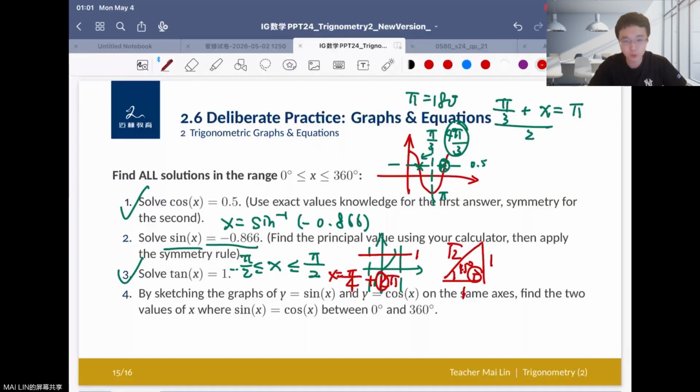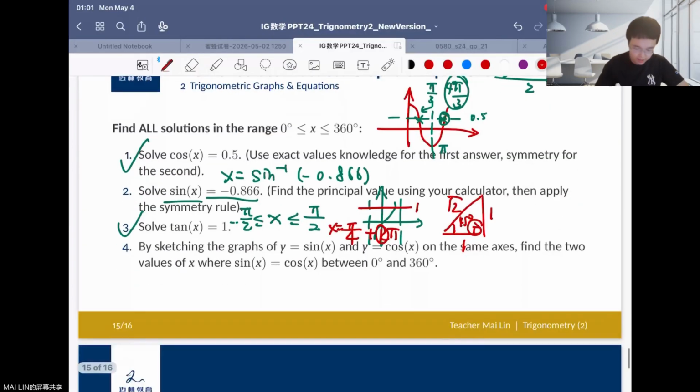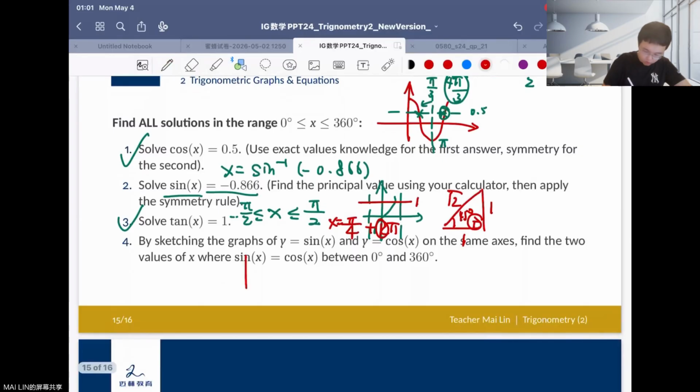And for the fourth problem, by sketching the graphs of y equals sine x and y equals cosine x on the same axis, find the two values of x where sine x equals cosine x between 0 degrees and 360 degrees, okay? For this problem, you can just try to divide by cosine x on both sides, okay? Maybe now you are not very familiar with this, but don't be worried about this, okay? You can just try to draw the graph like here, or use another method like here.